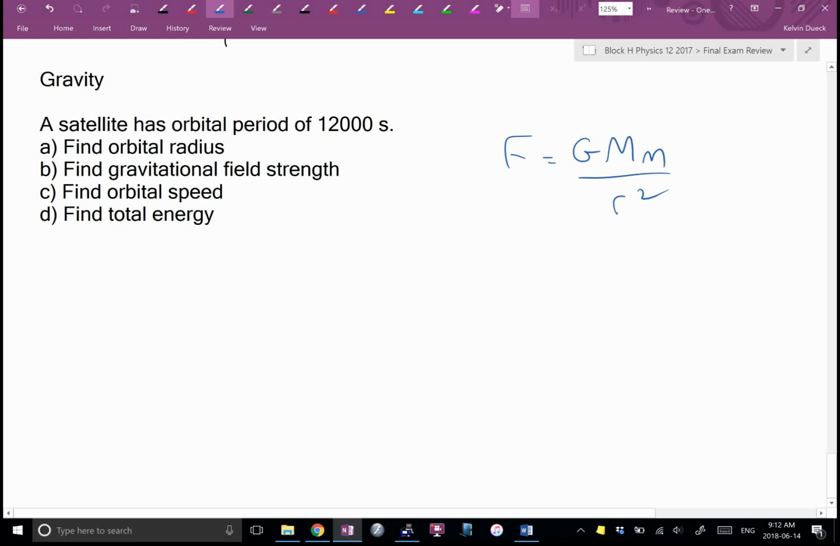That's fair game. But then we went to orbits and rocket science. So if a satellite has an orbital period of 12,000 seconds, find the orbital radius. How would I do that?